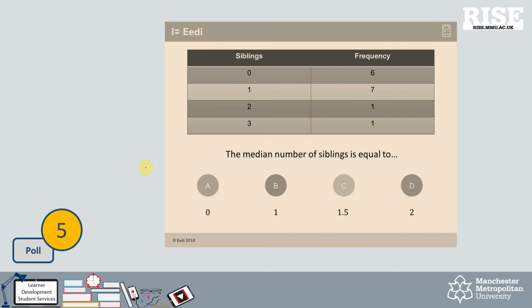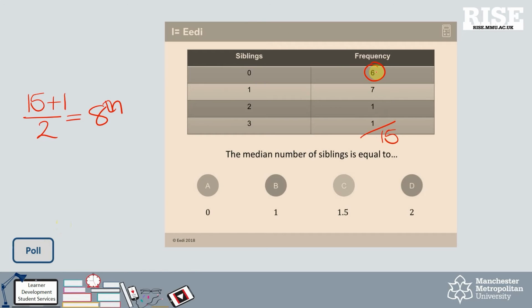Try another median question. Find out how many people were asked in the table. Add the frequencies. 6, 13, 14, and 15. There were 15 people asked. If there were 15 people asked, add 1 and divide by 2 to find the median. That would be the 8th person asked.